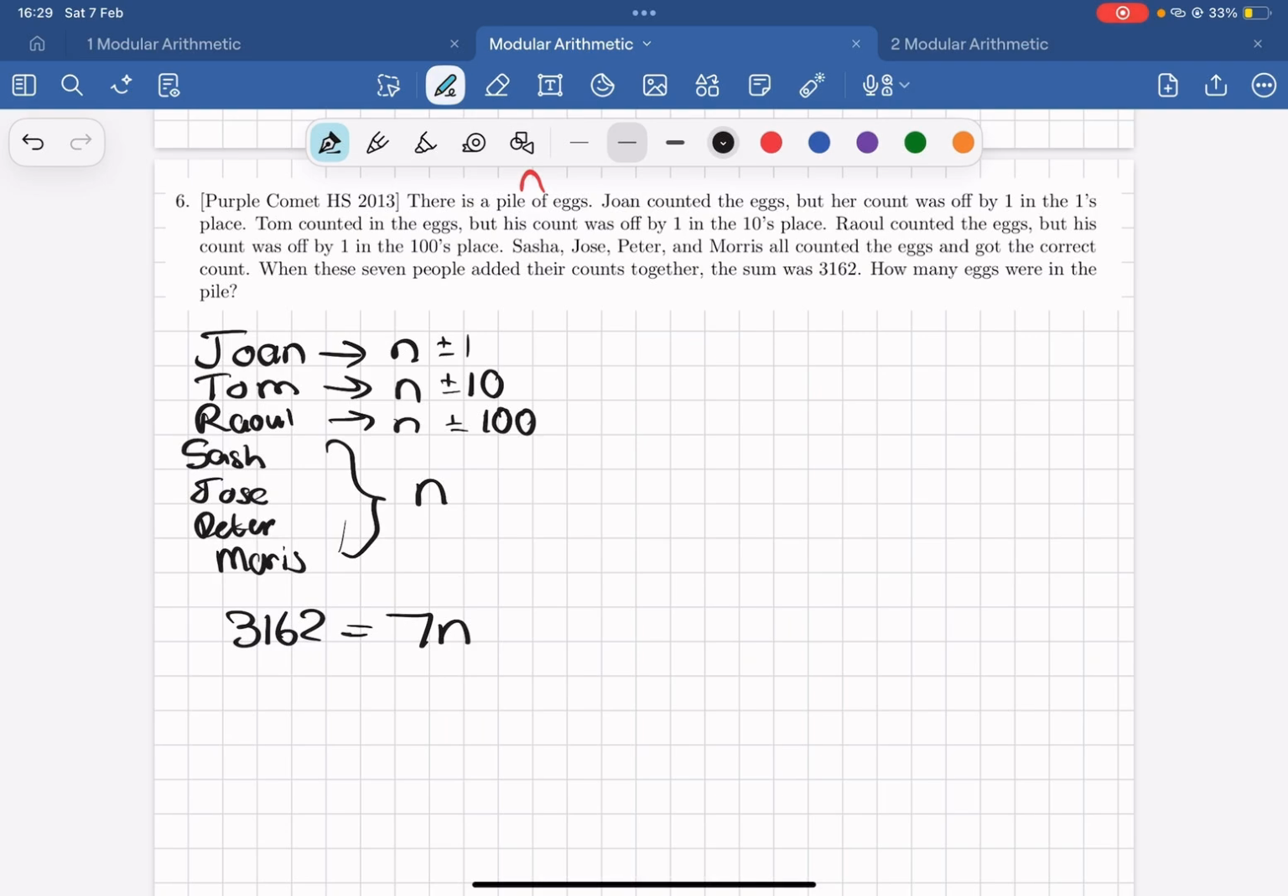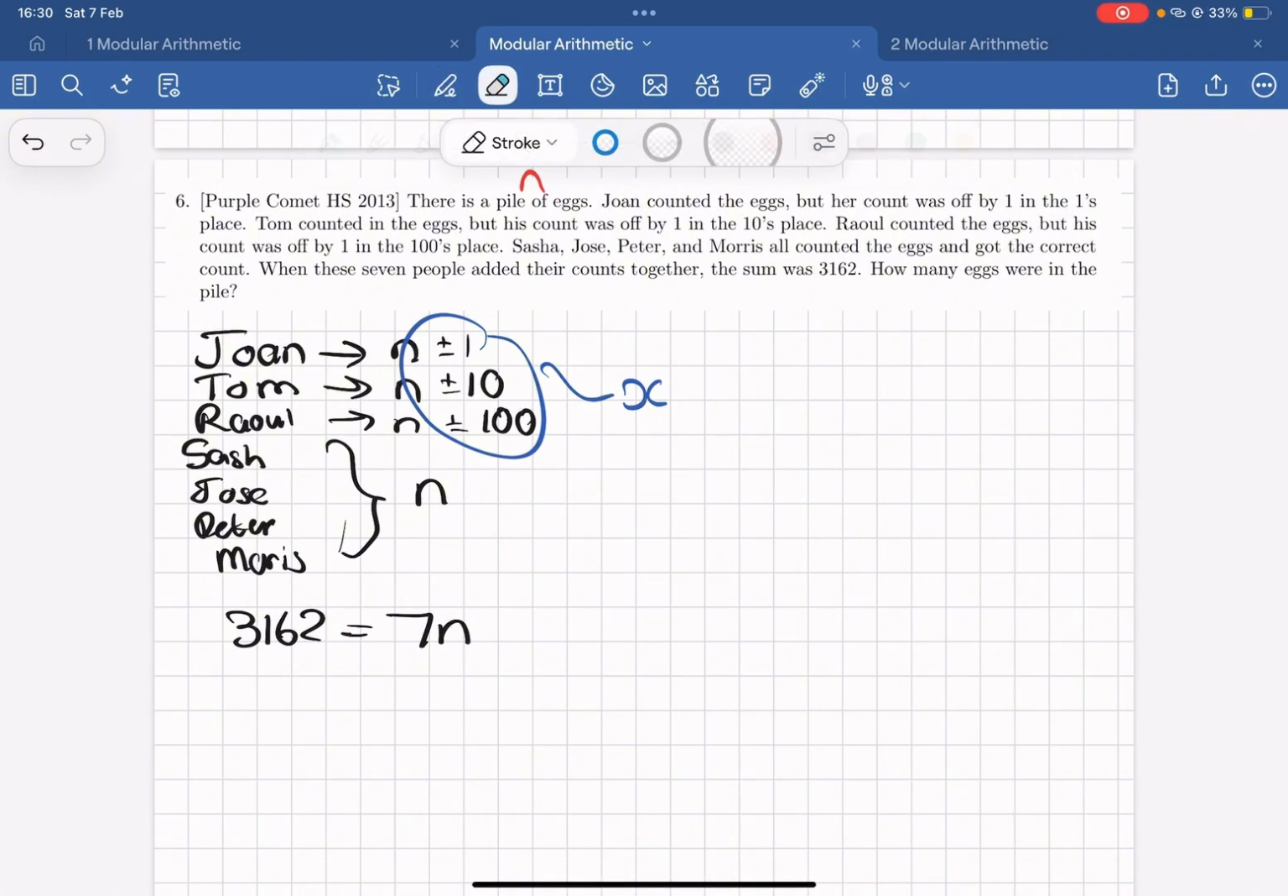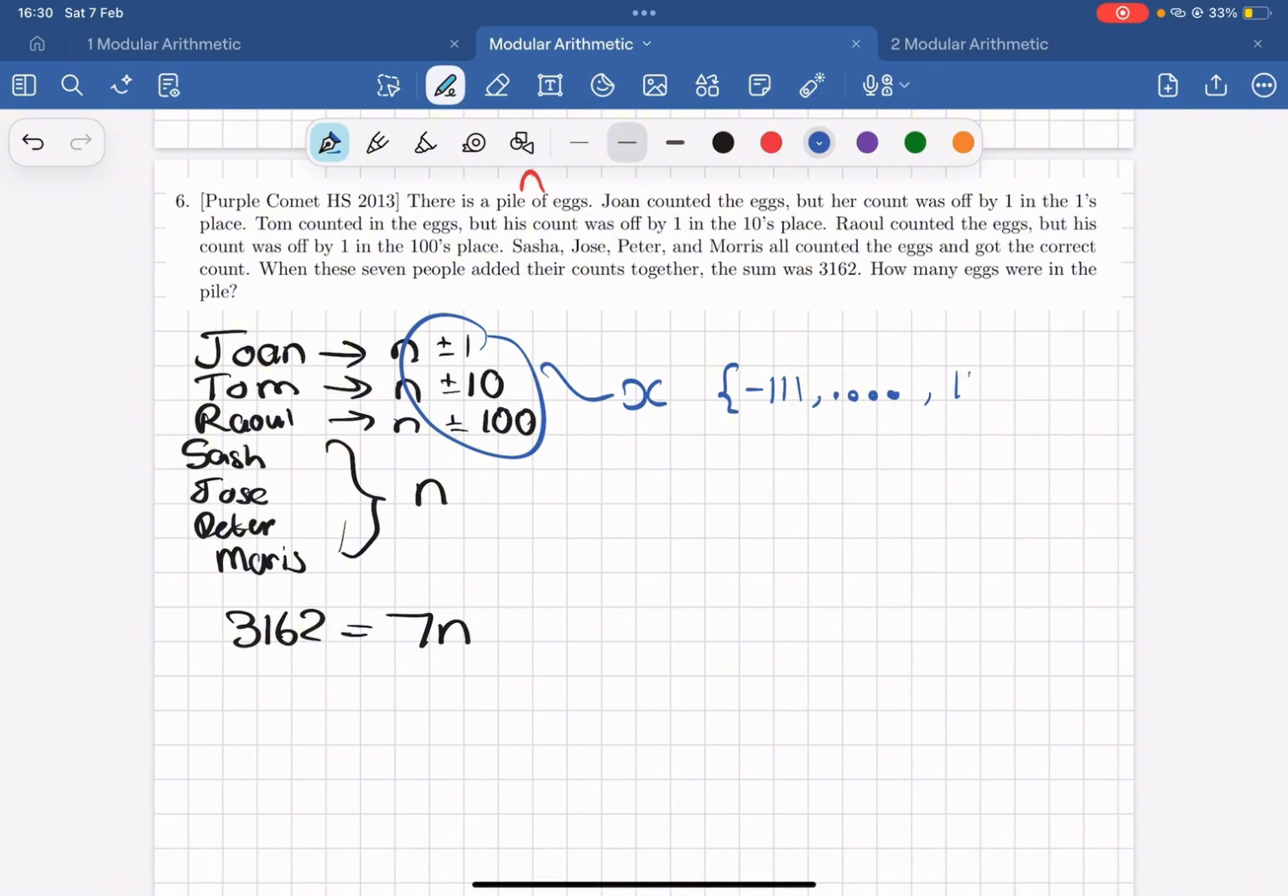So let's write all of this as x, where x is a set of possible numbers. So x starts with the smallest possible number, which is minus 111, and it goes all the way up until 111. There's 6 terms in this sequence, as we can choose 2 from here, 2 from here, 2 from here. So 2 plus 2 plus 2 is 6.